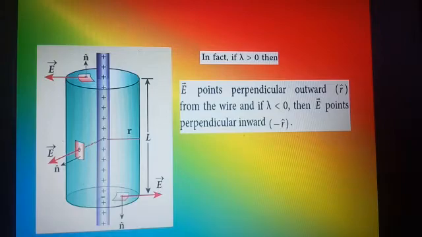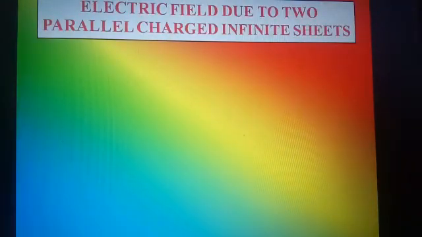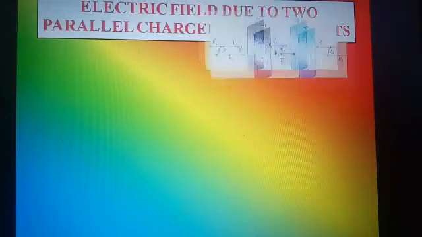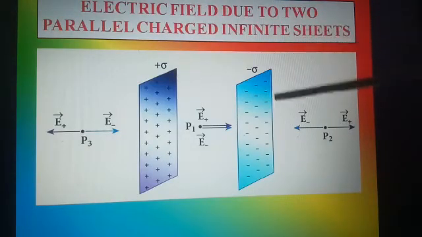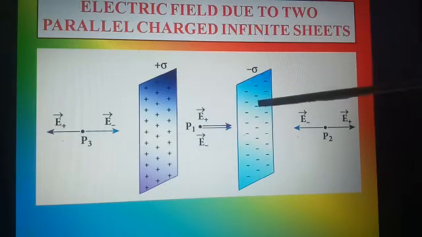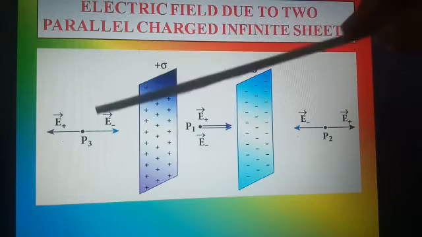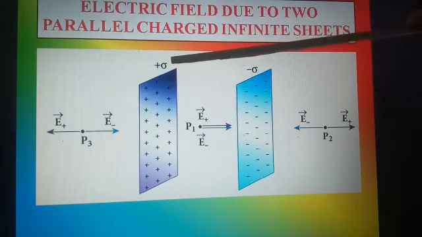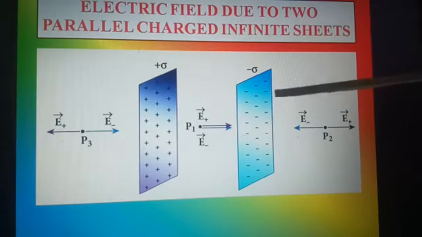as for a point charge. And the next topic is electric field due to two parallel charged infinite sheets. See the diagram. These are two parallel charged sheets. The point inside is P1, and the points outside are P2 and P3. The charges are plus sigma and minus sigma. Consider two infinitely large charged plane sheets with equal and opposite charge densities plus sigma and minus sigma, which are placed parallel to each other.